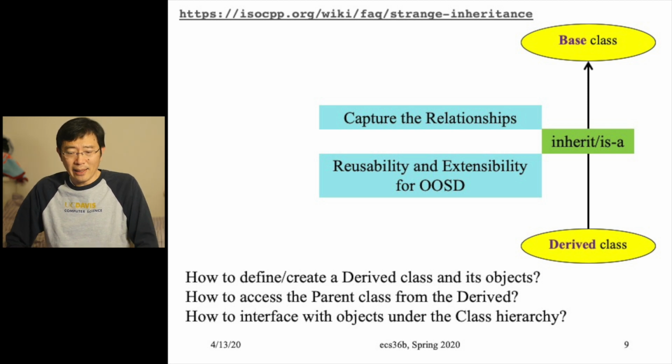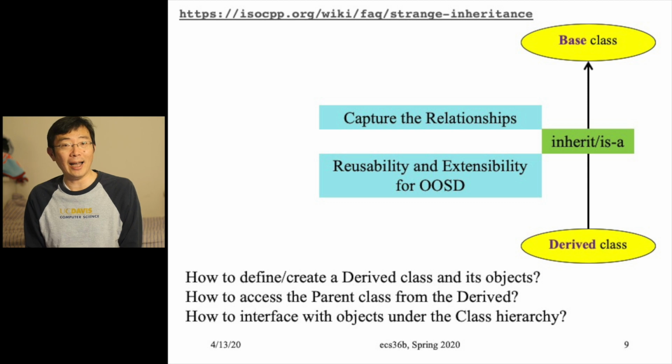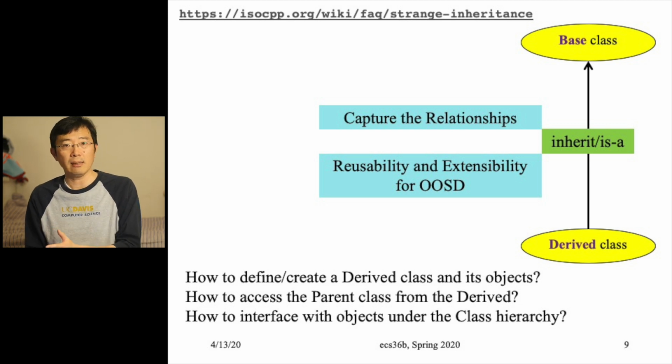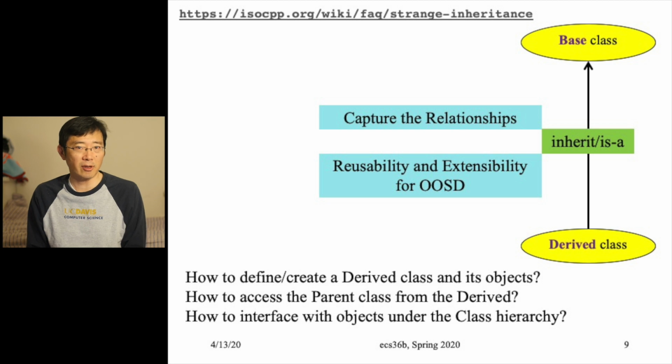So the first one is, well, how do we define a derived class, and also how do we create objects from this derived class. Okay, that's the one thing. You define, you create. So that's step number one. You need to know how to do that. All right, that's my objective.